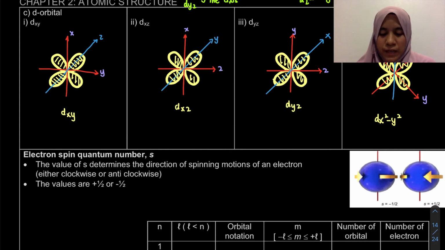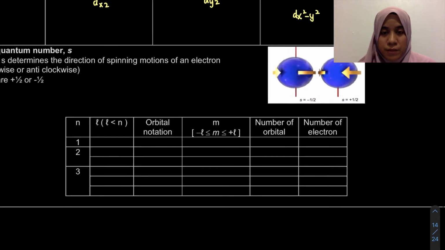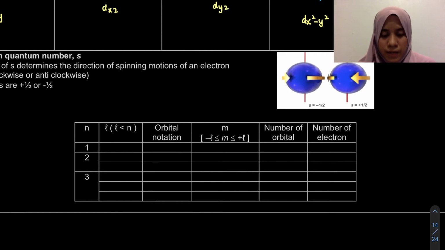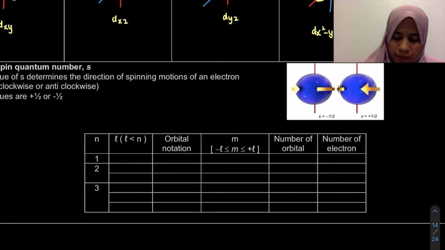Okay, macam tu je Miss. Itulah. Tapi, at the end here, yang ini Miss just nak a bit of recap. Summarizekan n, l, m, s. Okay, so remember, n is actually our shell.